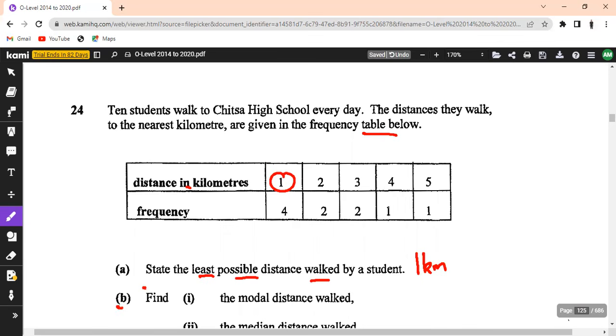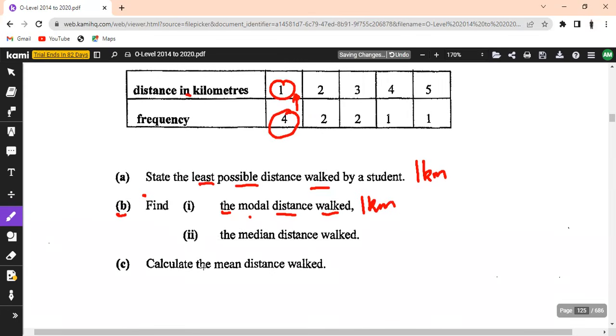Okay. Then B, the modal distance walked. So the modal is the one with the highest frequency. So where do we have the highest frequency? Highest frequency is here. So which means we are going back to that one again. So this one was going to be 1 kilometer again. All right. Then the median distance.